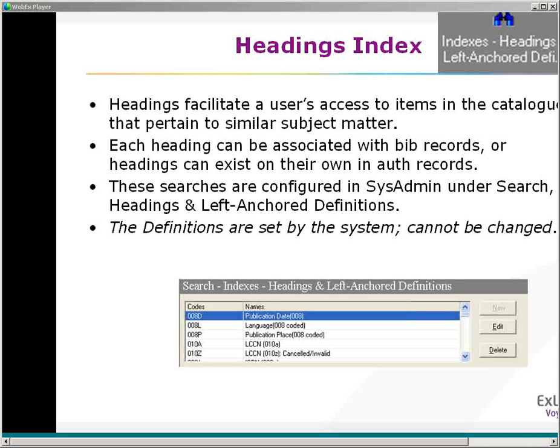So the headings indexes would be author, title, subject. Those are the most obvious heading indexes. And also call number is another heading index that we use. Each heading can be associated with bib records, or they can exist in authority records. The definitions are set by the system and you cannot change them.